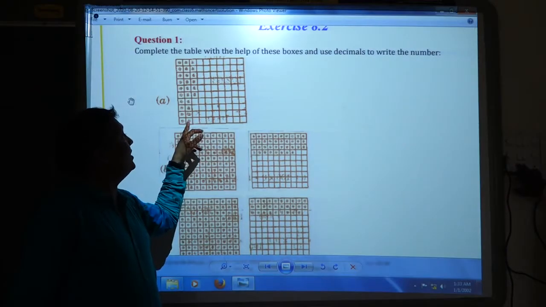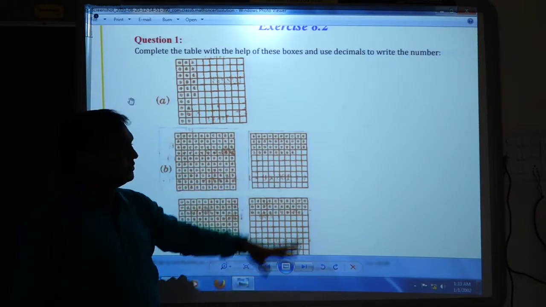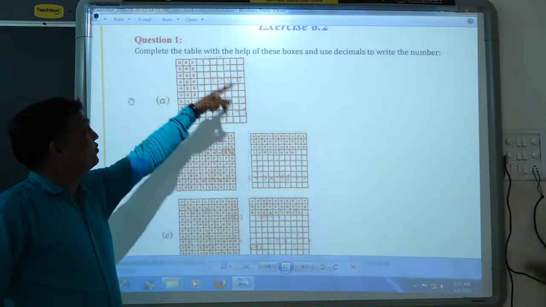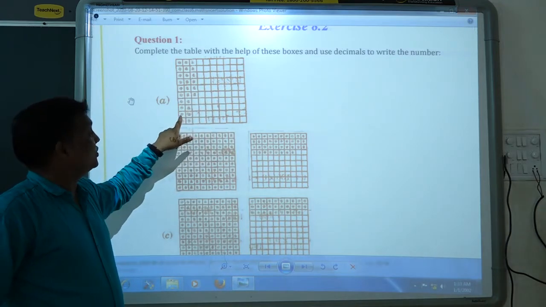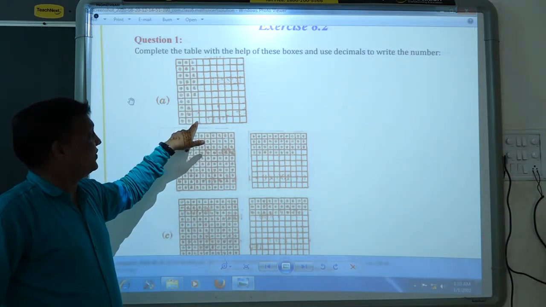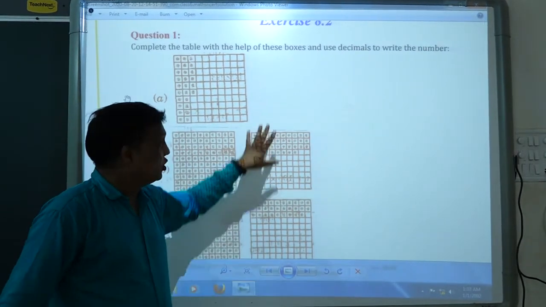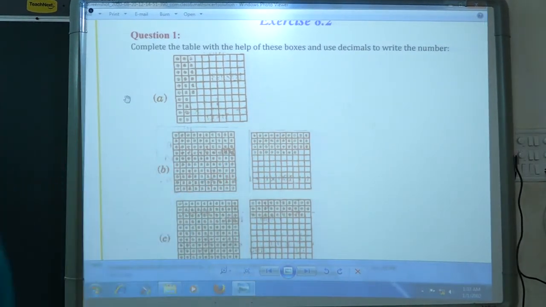So 10, 20, so this full box means 100. So the first line, second line, third line, in this way. By doing this, you can fill the blanks below. This question is on textbook page number 173.